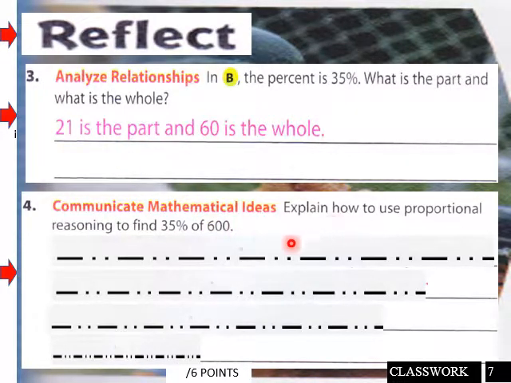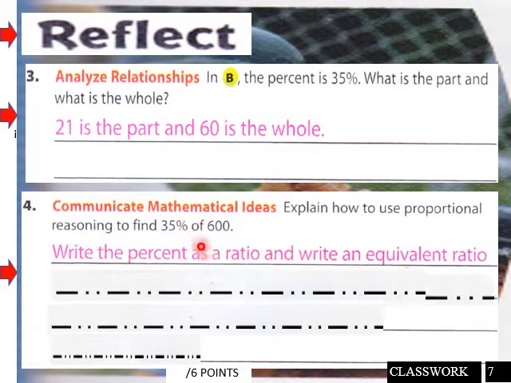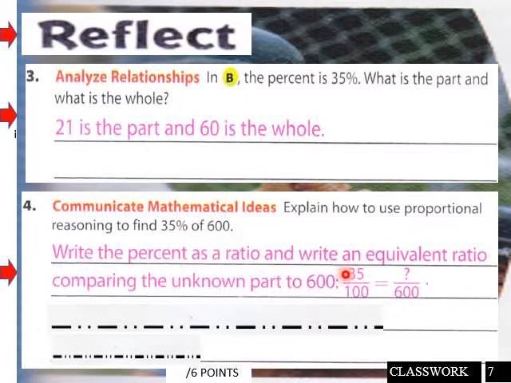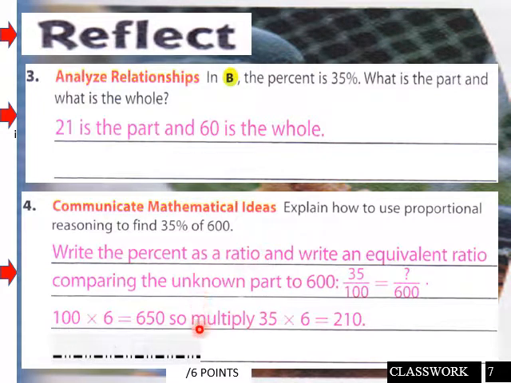And then down here, explain how to use proportional reasoning to find 35% of 600. Write the percent as a ratio and write an equivalent ratio comparing the unknown part to 600. So 35 over 100 would equal how much over 600 is basically the proportion that we have to set up. So 100 times 6 equals 650.